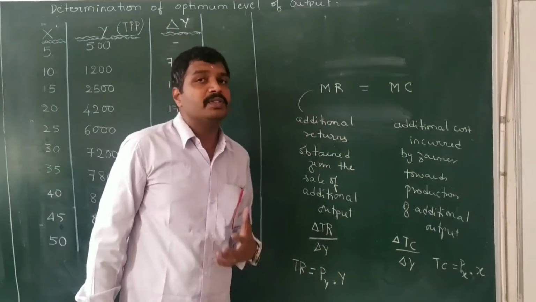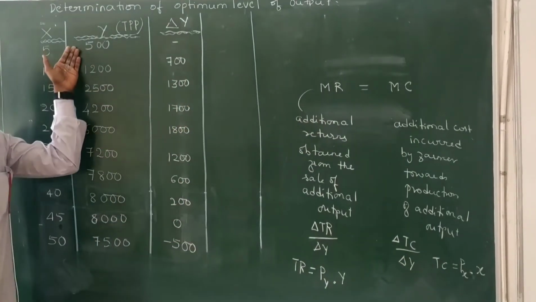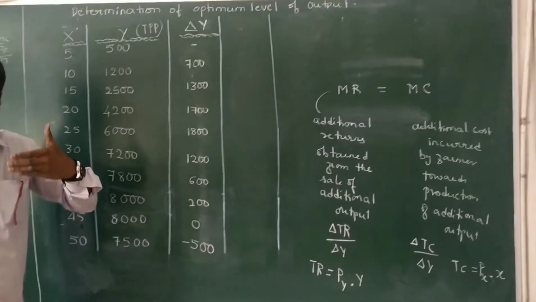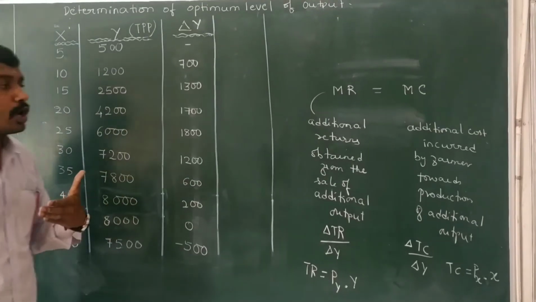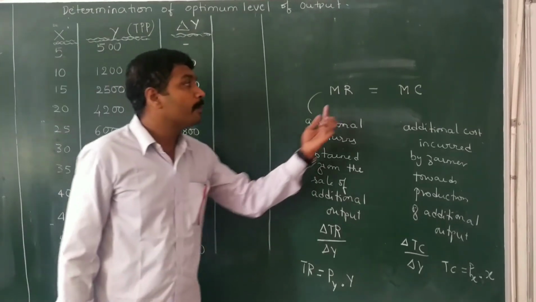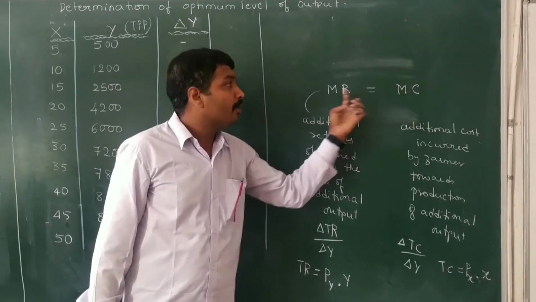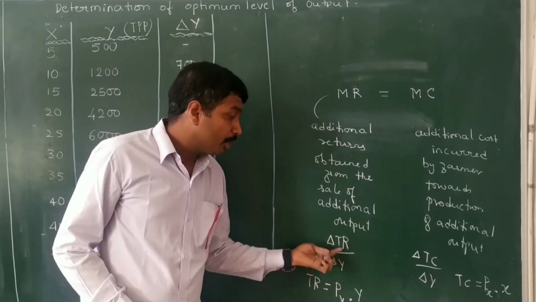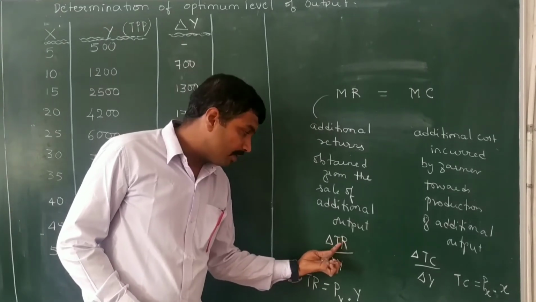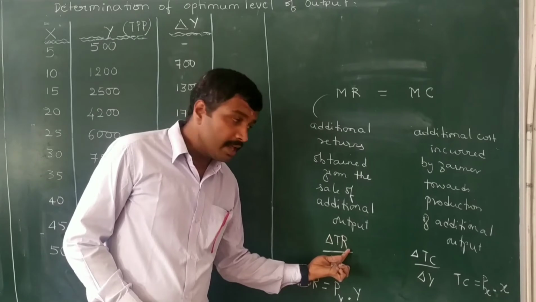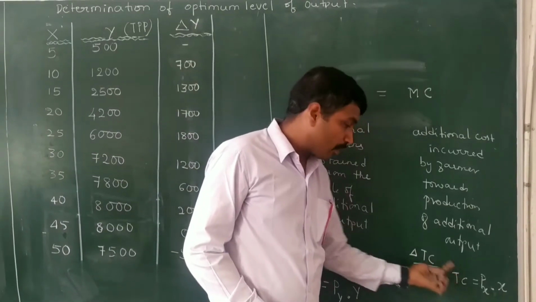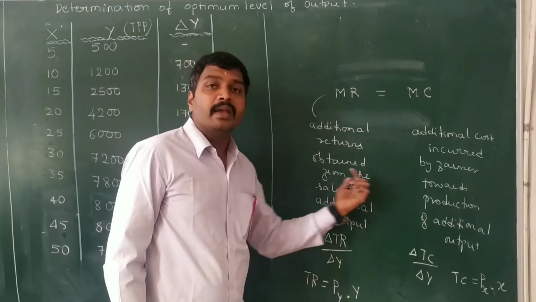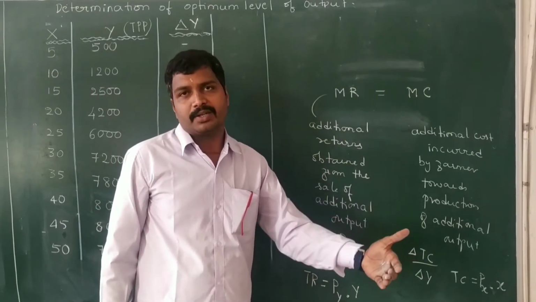So now supposing if this much of information is given, X and Y if it is given, then various columns you need to generate. Okay, what are the columns that you need to generate means you need to determine MR and MC. For that, you need to generate delta Y, you need to generate TR. From that TR, you need to generate delta TR, you need to generate TC. From that, you need to generate delta TC. Then you are going to get what we call it as MR, MC. Then you need to make a comparison. Okay.